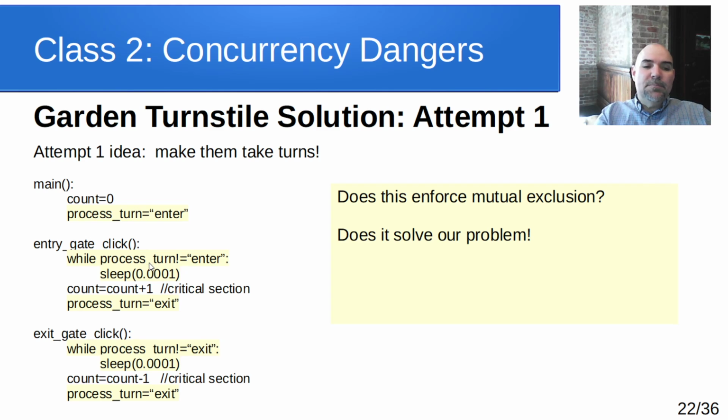Okay, anyway, this process turn variable, we're saying, hey, if it's not my turn, I just sit here and wait in this while loop until it is my turn. And then when it is my turn, I add 1, and then I set the process turn to the other guy. After I'm done, hey, now it's your turn. So it's kind of like I took a turn, now it's your turn. And the exit gate is doing the same thing. He's just saying, while it's not my turn, wait. And once I get to use this, I set it to be the other guy's turn.